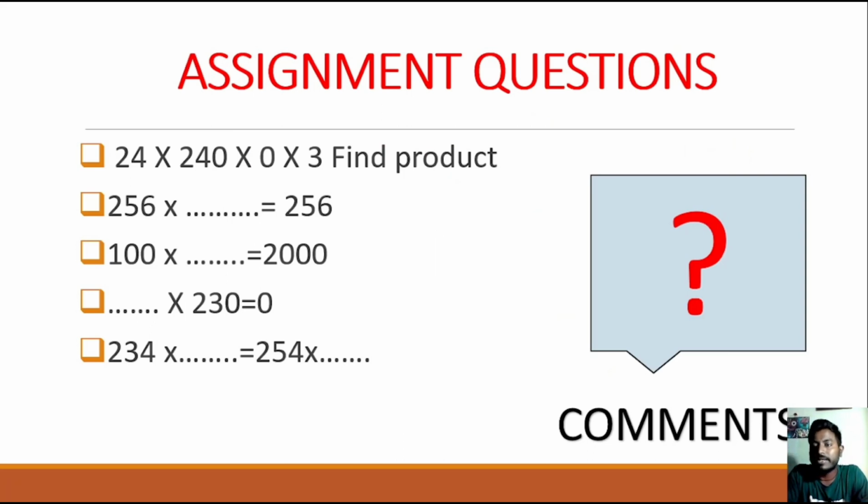Then today assignment question, this is the today assignment question. Then first we solve, then you can answer in the comment box or in the WhatsApp group or Telegram group.